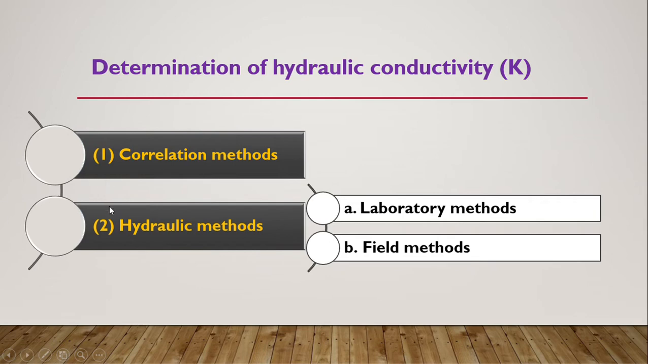Hydraulic method means we will measure the hydraulic conductivity by using some instruments or some methods. Here you will use a direct equation for measuring hydraulic conductivity. Hydraulic methods are again of two types: laboratory method and field method, which is otherwise known as the in situ method, I-N-S-I-T-U. We will see each of them.